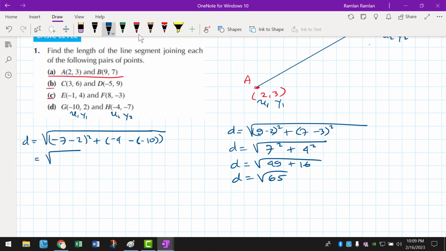So the square root of negative 7 minus 2 is minus 9, squared. Don't forget to use the bracket, guys. That's very, very important. And then negative 4 plus 10 is 6, squared. This is 81 and this is 36, and if I add them I will get 117. Square root of 117. There you go.